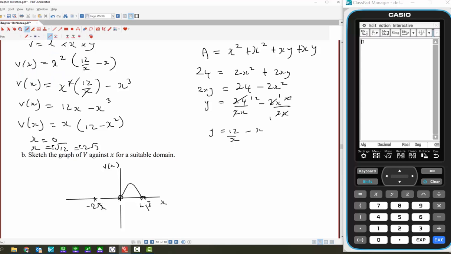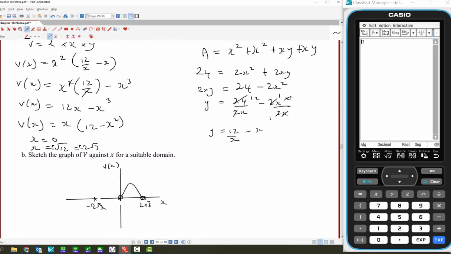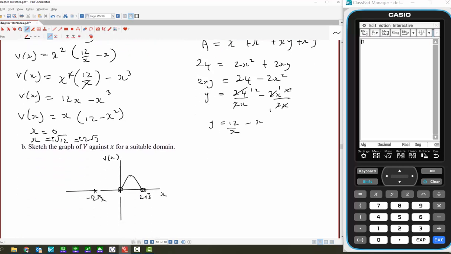These ones here, and we've got our domain. All right, so going back to this problem now, the question is: find the dimensions of the shelter that will create the largest possible enclosed volume. So the largest possible enclosed volume is going to occur at this value here. What's that value going to be?